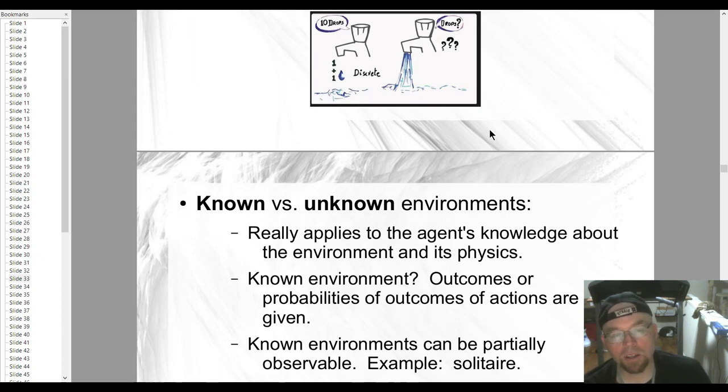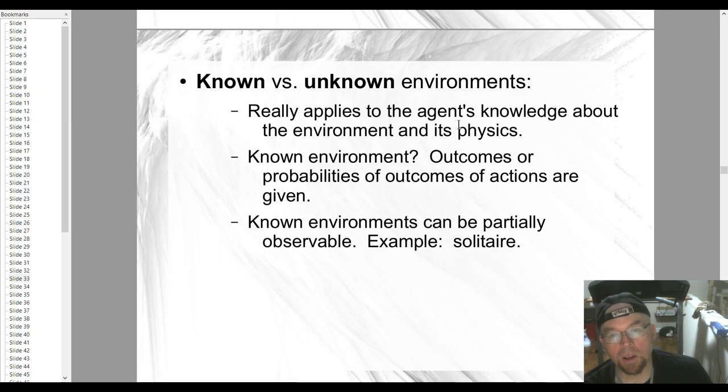Known versus unknown. This is talking about the agent's knowledge about the environment it's operating in, and the physics of that environment. It's a known environment if the agent knows the probabilities of outcomes of actions are given. So the agent knows I have a 77% chance of this particular action happening if I make this choice, and I have a 33% chance of this particular action happening if I make this other choice. So that's known. If that's not the case, then it's an unknown environment.